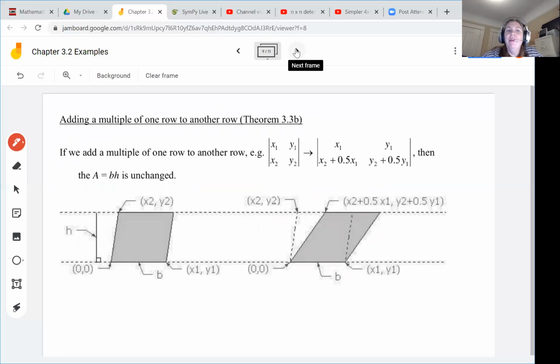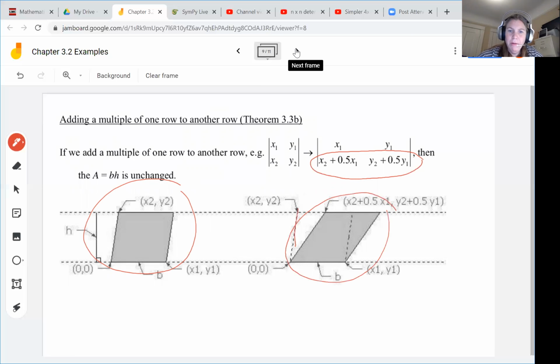Okay, if you want to visualize adding the multiple of one row to another row like we did in Theorem 3.3b, here's a sample where we take half of the first row and add it to the second row. Then you can think about the area being unchanged. So think about, here's our parallelogram. And then if we move our points around, it's still the same area.